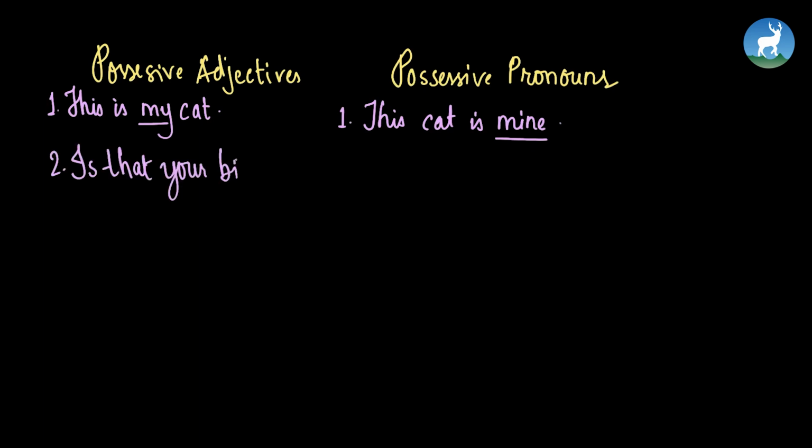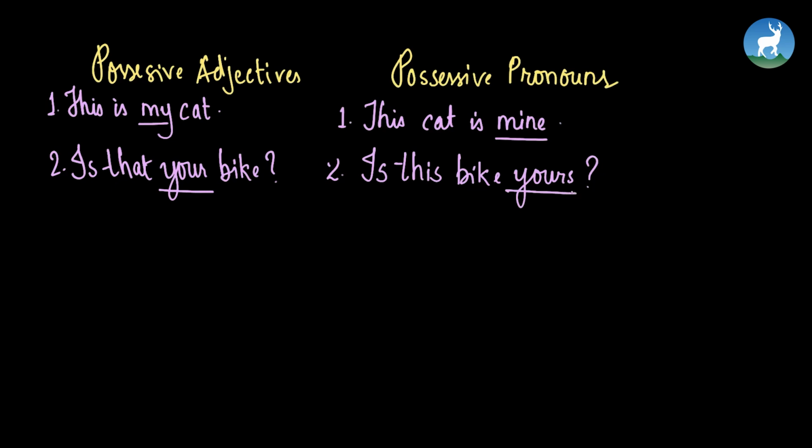Is that your bike? So another sentence is, is that your bike? Here we have a question sentence and the word your tells us who the bike belongs to. Okay? Alright, now let's move on to possessive pronouns. So the question sentence changes like, is this bike yours? Okay, so instead of saying, is this bike your bike, we use yours to make the sentence simpler and show ownership.